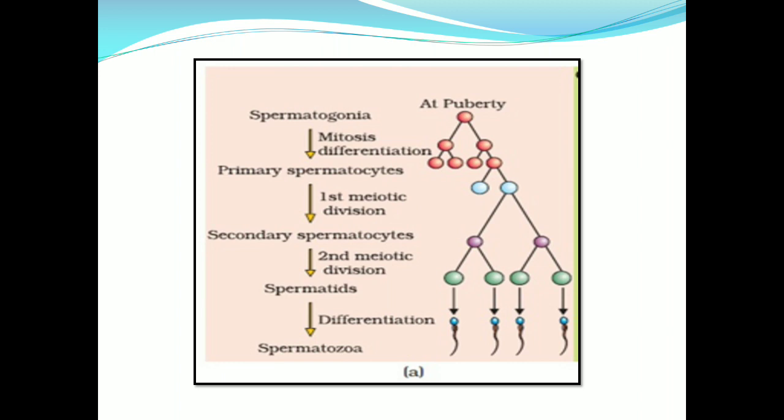This is the figure which clearly shows how a spermatogonia gives rise to a spermatozoa. Here you can see that spermatogonia get differentiated into primary spermatocytes, which undergo first meiotic division to form secondary spermatocytes. Again, secondary spermatocytes undergo second meiotic division to form spermatids. Spermatids get differentiated into a spermatozoa, that is called a sperm.